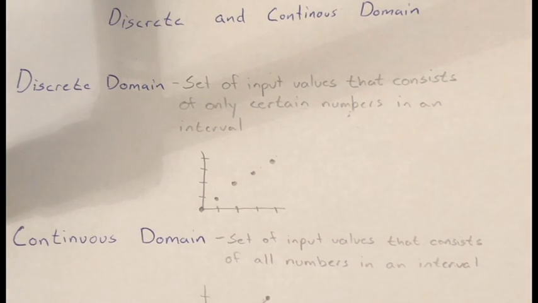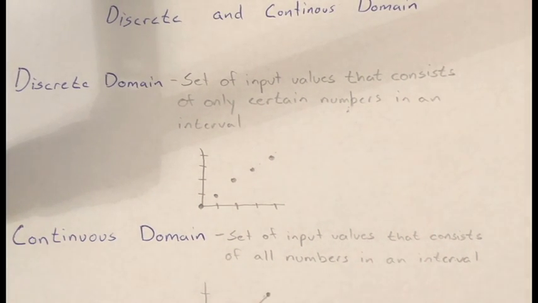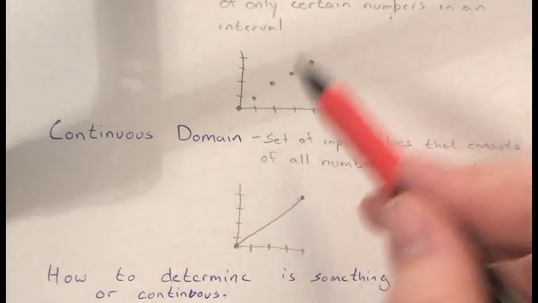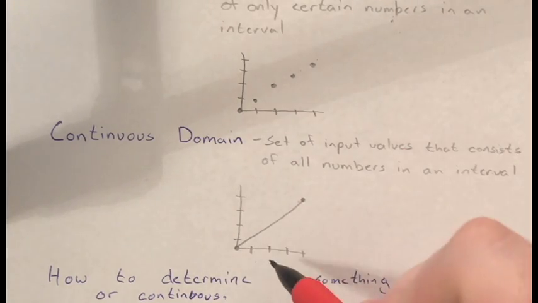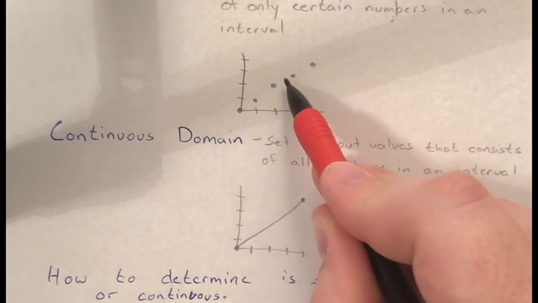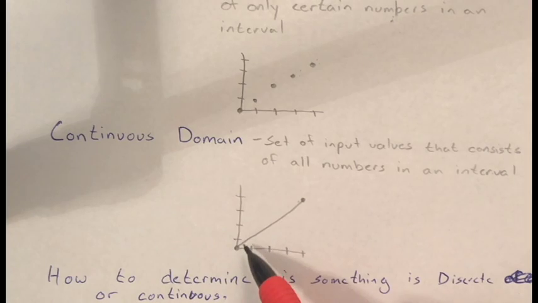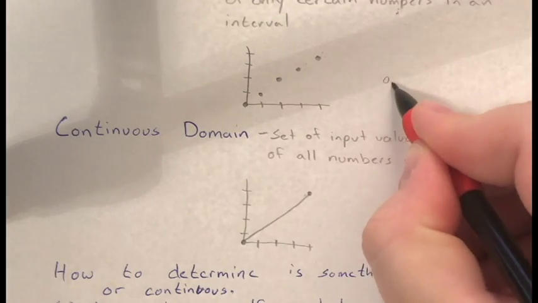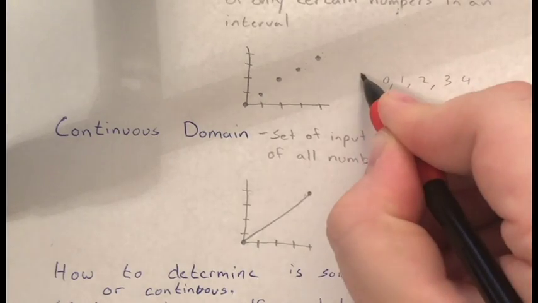Now we're going to be talking about something called continuous domain, and it's the set of input values that consist of all numbers in an interval. So look at the difference between the two here. They look very similar. It's basically the same setup. It's still going in that same direction, but notice how this one has independent dots in each place, whereas this has a solid line. So for this, the domain would be 0, 1, 2, 3, and 4.